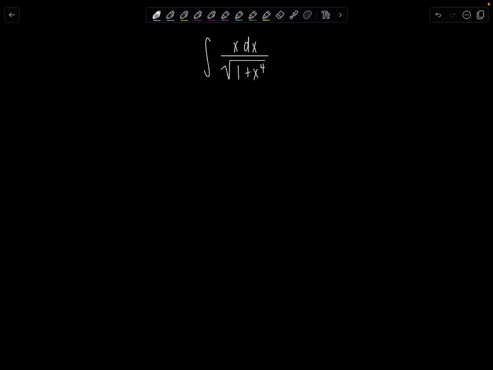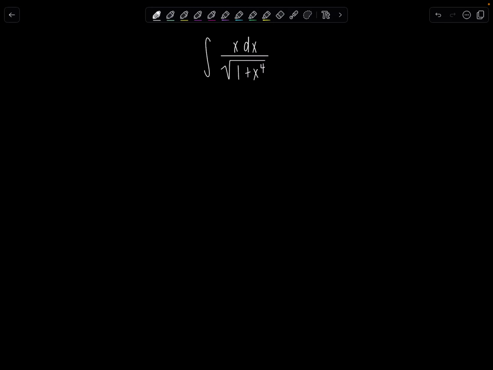Here's your latest integral of the day. We have the indefinite integral of x over the square root of 1 plus x to the fourth dx. So go ahead, pause the video if you want to try it on your own. Common theme we've been doing lately is a u-sub and then a trig sub. So don't be surprised if that's how the solution unfurls.